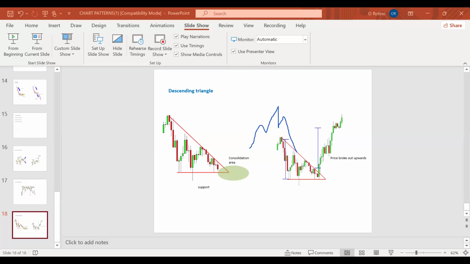Here is the neckline. This is the neckline right here. And you can see once a new candle opens below the neckline, you can see a free fall of price downwards in the bearish direction.